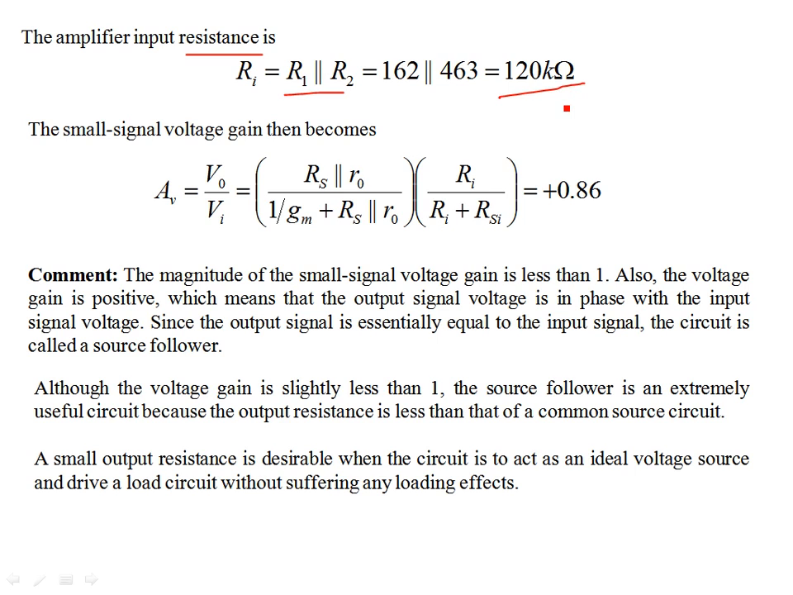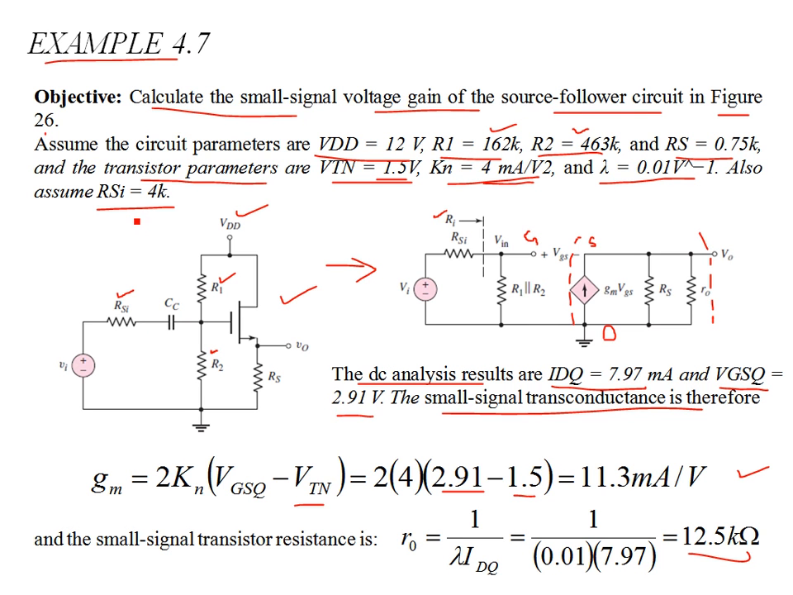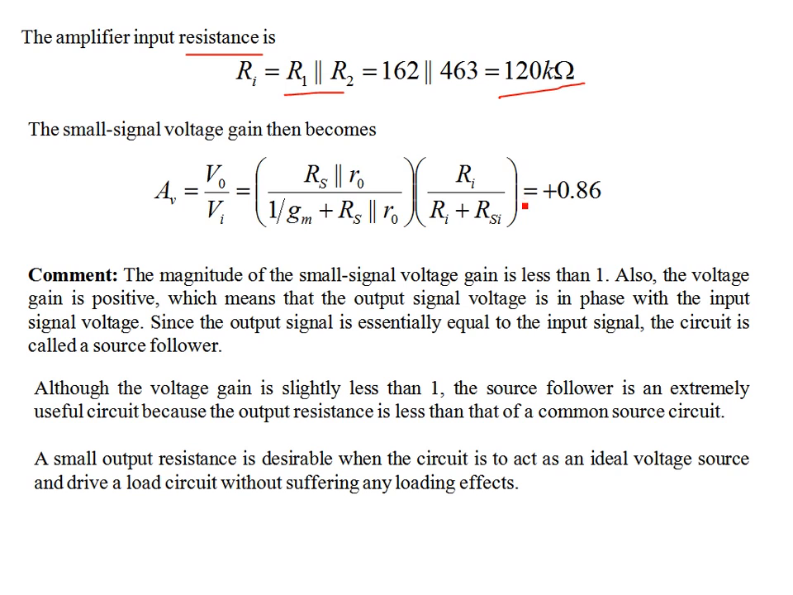Now you see that 120 kilo ohms is a huge value as compared to the source resistance. That means the input loading is minimal, so the biasing resistors are large. So a large fraction of Vi, 90%, 99% of Vi, is available at the gate. So Vin is approximately equal to Vi, right? So this fraction is almost equal to 1.